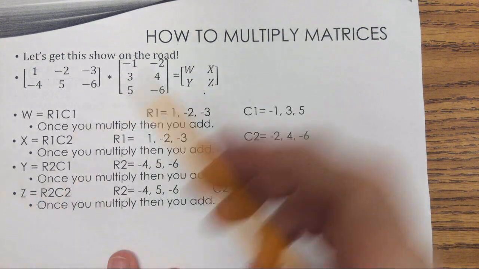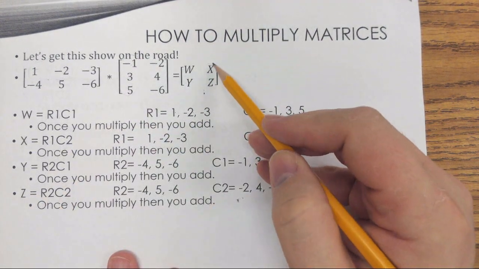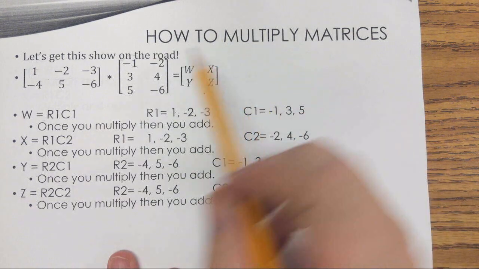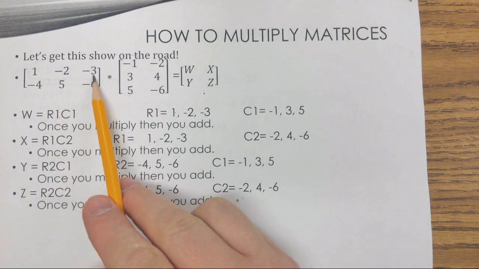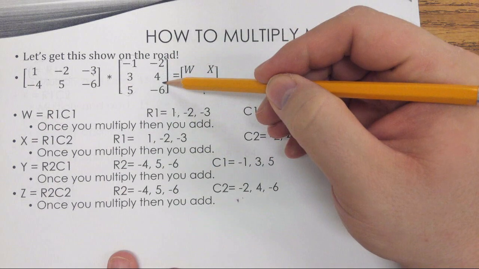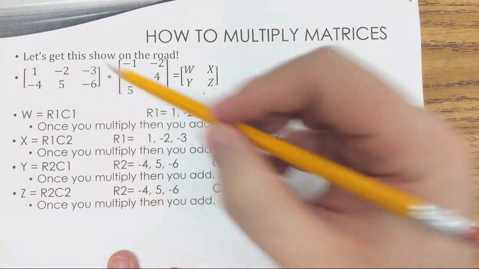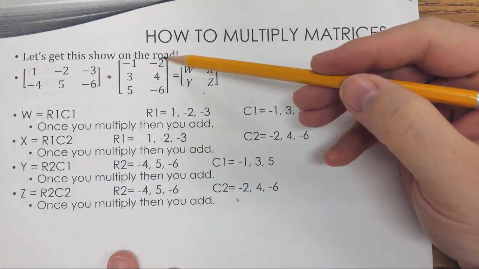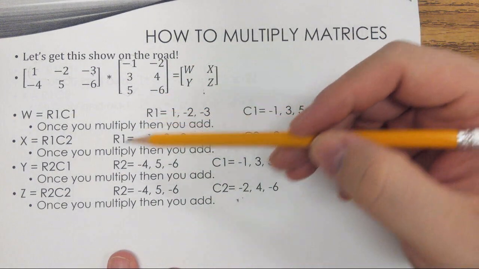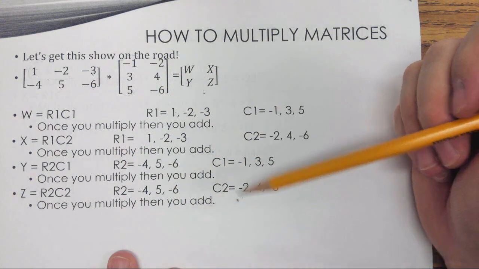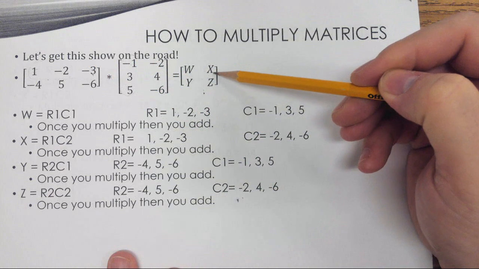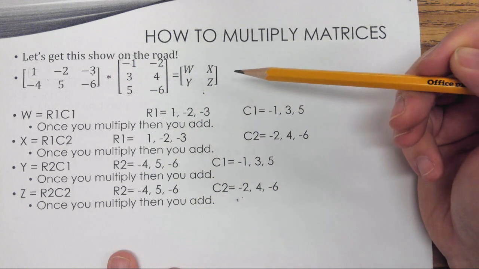To get the second number in the matrix, I'm going to take the first row and multiply it by the second column. So I'm going to take 1, -2, and -3 and multiply it by -2, 4, and -6. After I do that, then I add them together. So I multiply, then add, and whatever that is, I put in the second element of the new matrix that I'm getting.